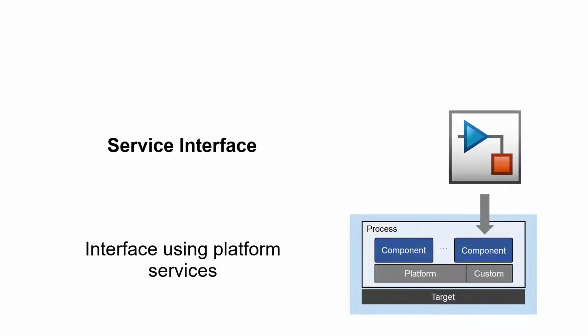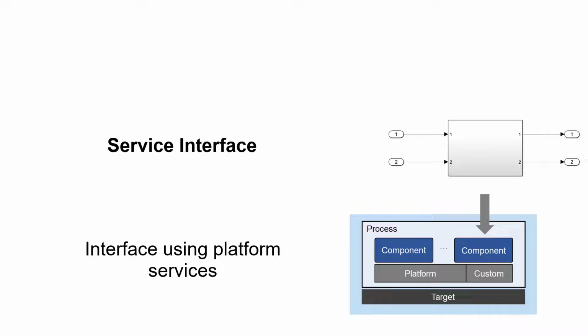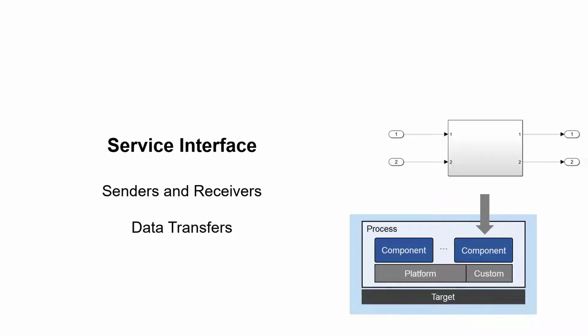You can configure how the model accesses your platform services, whether it's a standardized platform or a custom platform. Model elements access the services on your platform, such as senders and receivers, data transfers to control data exchange between different functions or components, and timers that use the hardware clock.